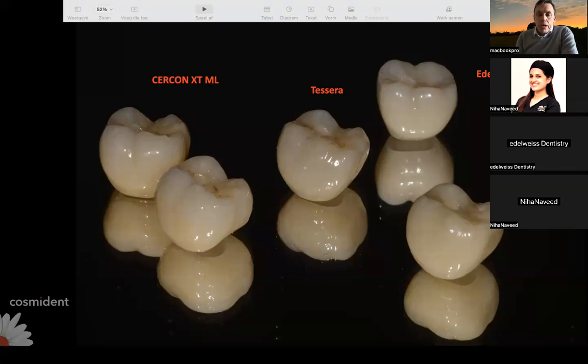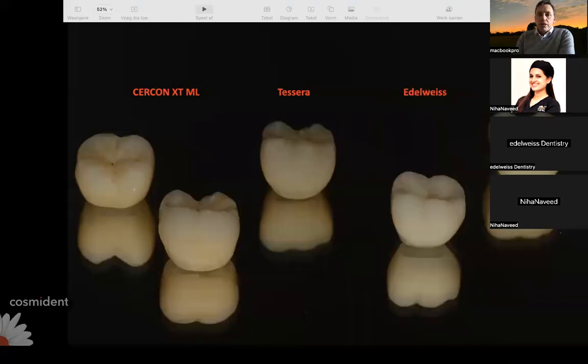What we did is compare a lot of restoration materials together. Like you see here, we have zirconium, Tessera, which is a new material comparable to IMAX, the Edelweiss block on top, and this zirconium-based material. If you compare these materials, you will see that they all look the same. Even our Edelweiss block looks very nice, like you see here. The Edelweiss block has this nice enamel translucency and the dentin part, like you used to get with zirconium.